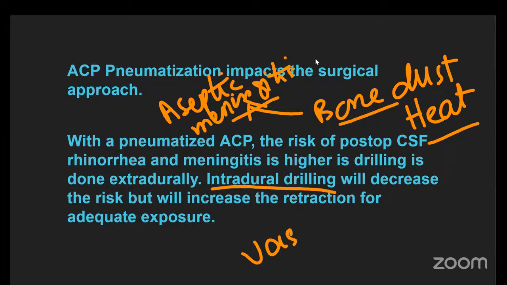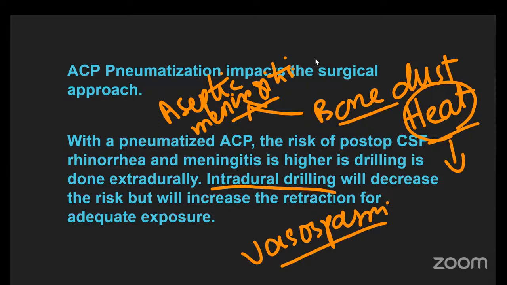Vasospasm, right? There are a lot of important vessels around the region we were working in: ICA, ACOM, ACA, and PCOM. So if you are intradural and you are drilling, there is a risk of vasospasm. Then there is a risk of aseptic meningitis because this is an irritant. The other risk is that all the heat that is being produced is going to affect the optic nerve, and it's a real concern. Hence, intradural drilling is not the ideal approach when we are taking out the anterior clinoidal process. But if you don't have an option, go for it.